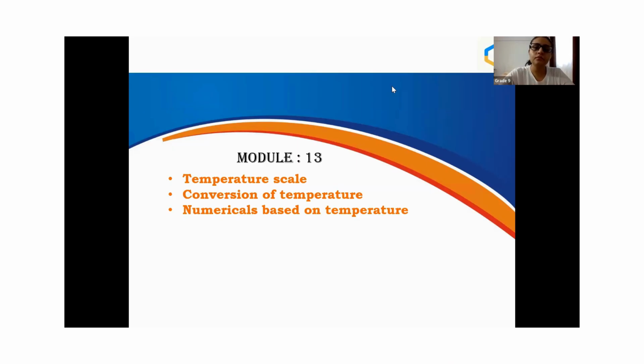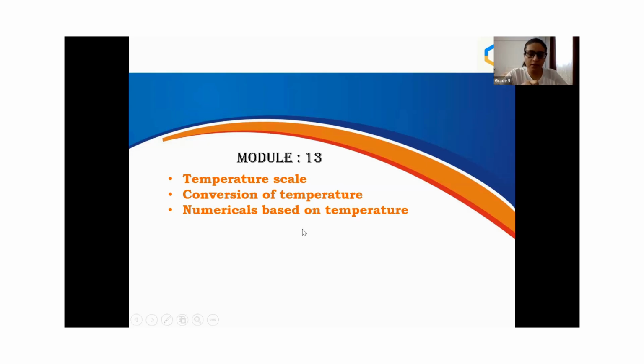Ma'am, I think Kelvin is the SI unit of temperature. Okay. And in India, which type of temperature do we see on a thermometer? Celsius. And one more is there, right? Celsius, Kelvin, and Fahrenheit. Okay, so the spelling we will see. All right, so we are going to see all those temperature scales.